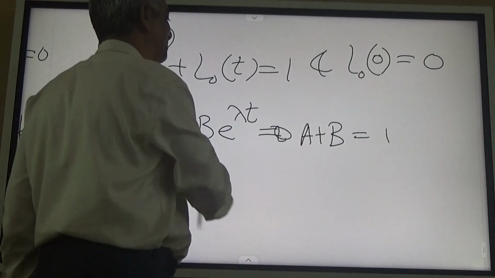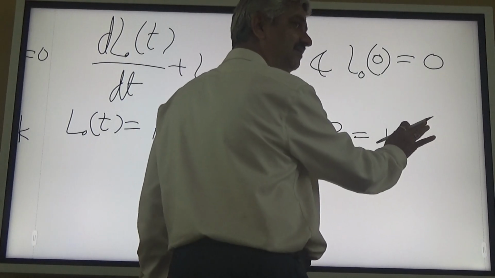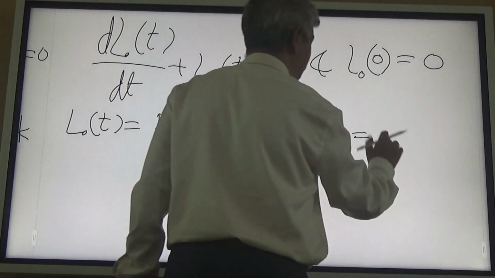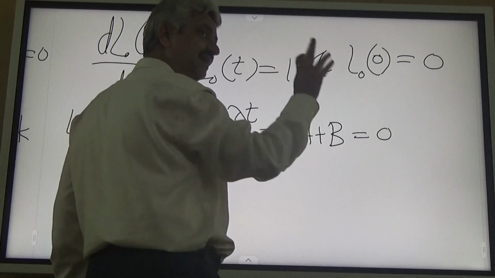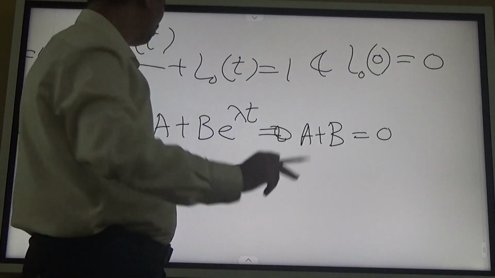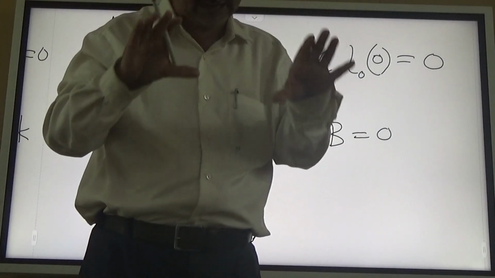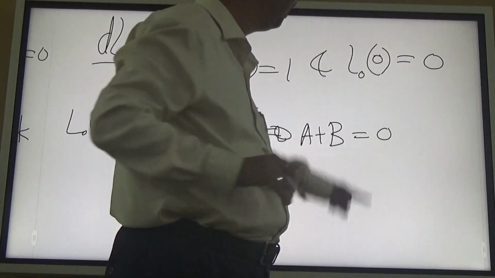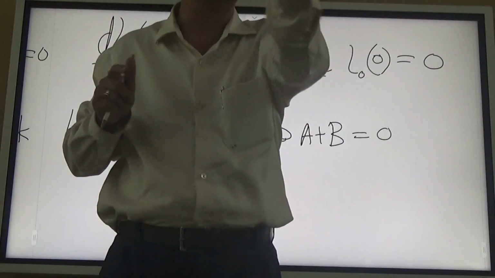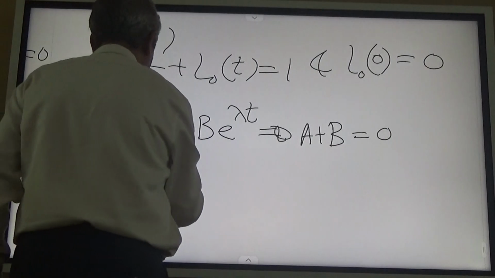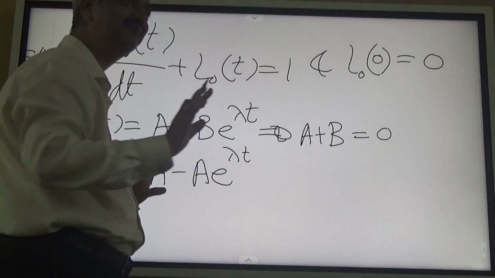Means you will make it simple. So what is B? B is, sorry, A plus B is 0. So what is B? B equal to minus A. Is it right? B equal to minus A. So I will rewrite the general expression for the solution of the type A plus B e raised to lambda t. For this initial condition, it becomes A minus A e raised to lambda t. Is it right?